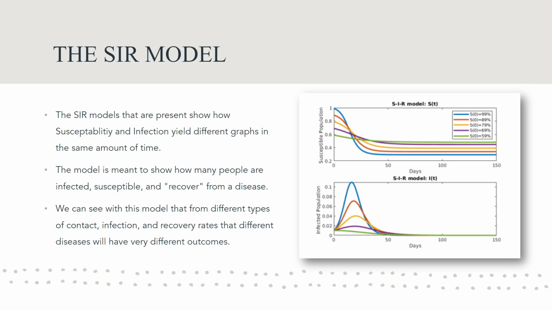In the graphs that we have presented, we have the SIR model susceptible population and then also the infected population. We start at 100% or 99%, and we can go all the way down to 59%, seeing how the rates of recovery and susceptibility change over time.